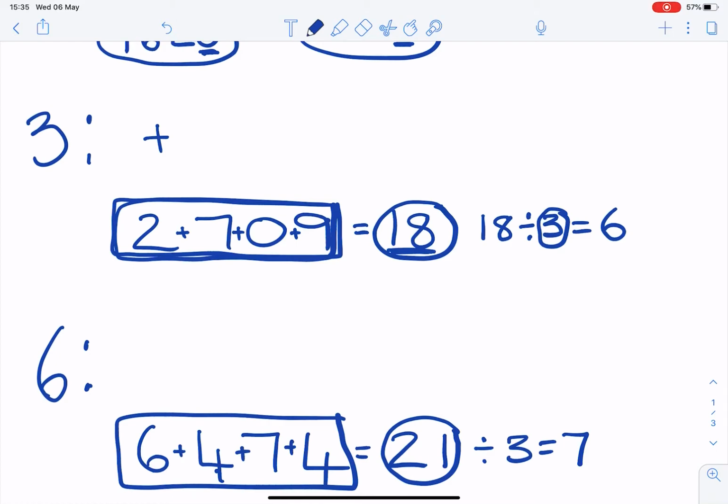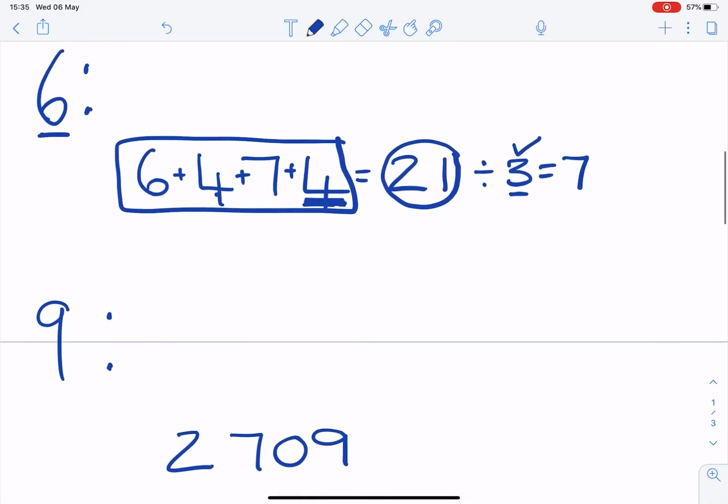But it says it can be divided by 6 if it can be divided by 2 and 3. So we've agreed that it can be divided by 3. What are the rules for 2? If it ends in 0, 2, 4, 6, or 8, it can be divided by 2. So yes, it can be divided by 2, and yes, it can be divided by 3. So now we know that 6,474 can be divided by 6 because we've proved it for 2 and we've proved it for 3.